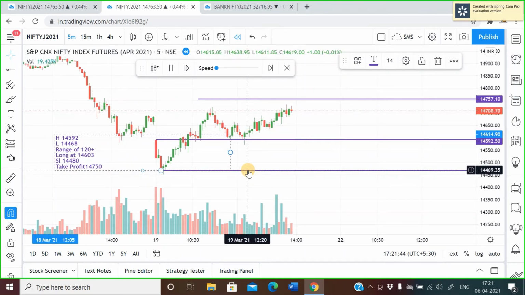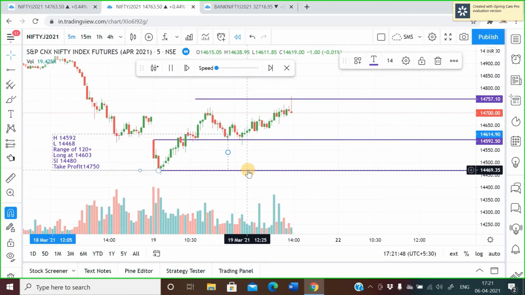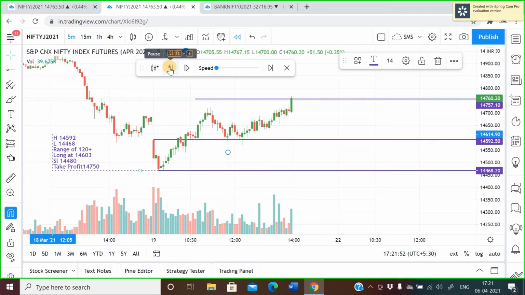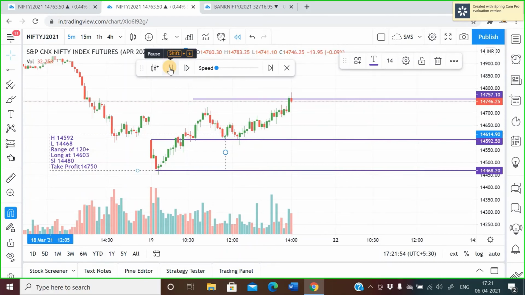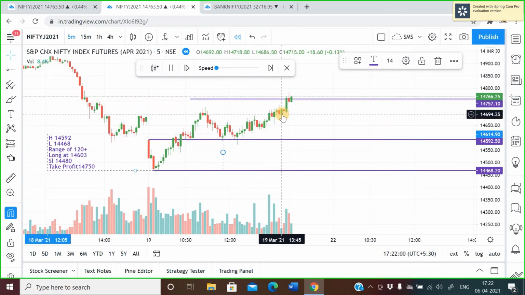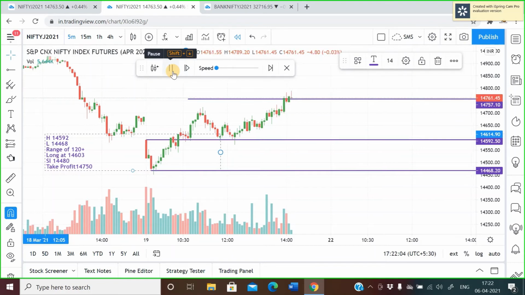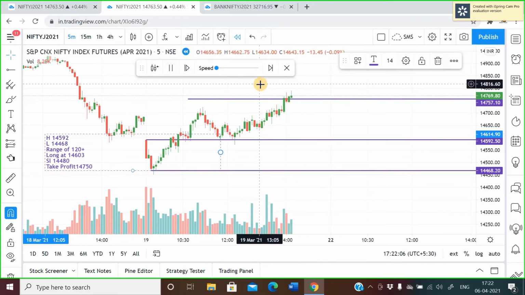So let's see, we're getting about 100 odd points now, and now I'll just stop it. So our target is hit. You can clearly see it has managed to cross this line. So 14,750 was our target, and it beautifully crossed it. So about 130 plus points. I mean, now I'm just still in the replay mode. So you can see the result for yourself.